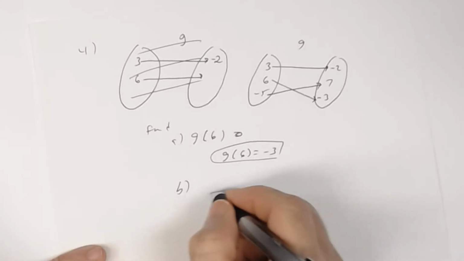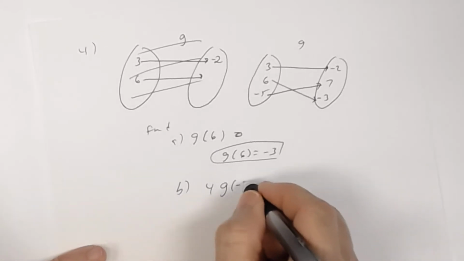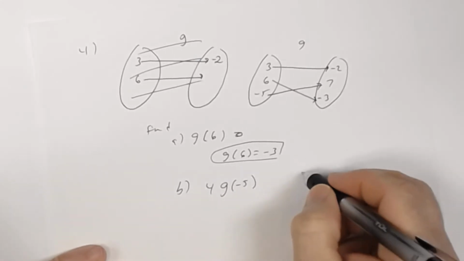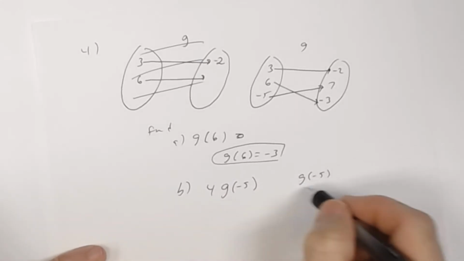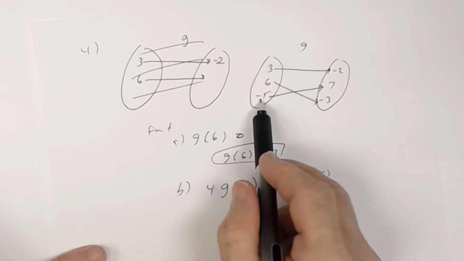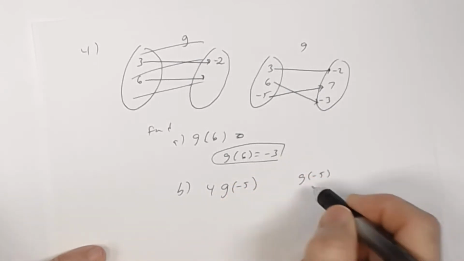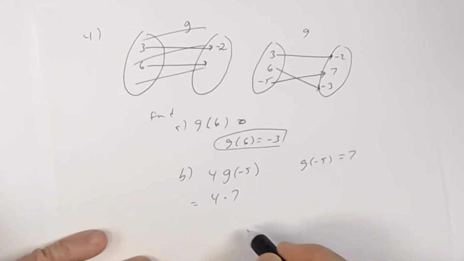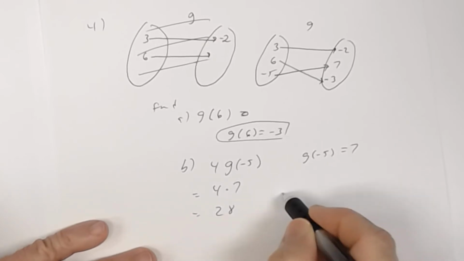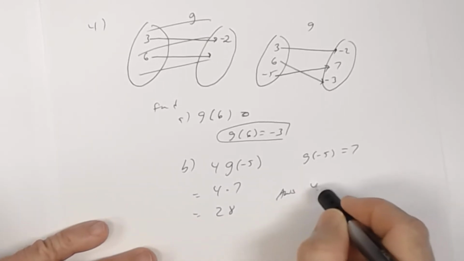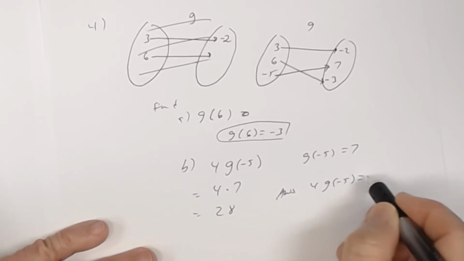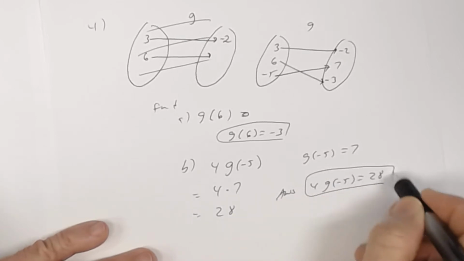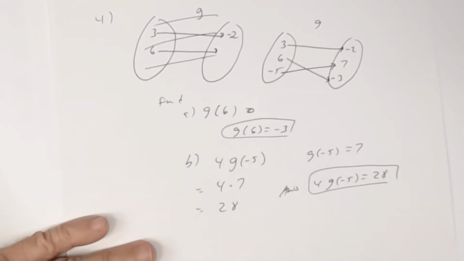B, suppose I want to find 4 times G of negative 5. So again, we have to figure out what G of negative 5 is. G of negative 5 means what's the y coordinate when x is negative 5. So when x is negative 5, my y coordinate is 7. So therefore, this becomes 4 times 7, which is 28. So the answer: 4 times G of negative 5 equals 28. Okay? All right, so that was number 4.